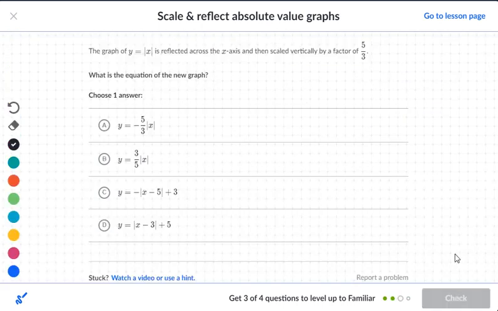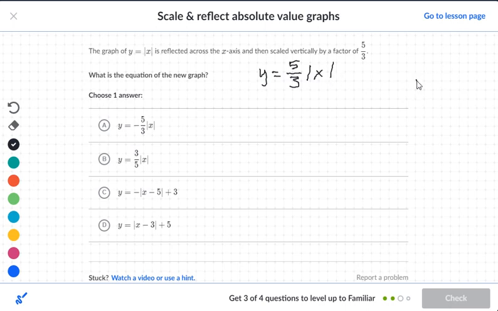Okay, now we have a graph of y is equal to the absolute value of x. It's reflected across the x-axis and then scaled vertically by a factor of 5/3. So again, we want to scale this vertically. So we're going to have y is equal to 5/3, then we have the absolute value of x.